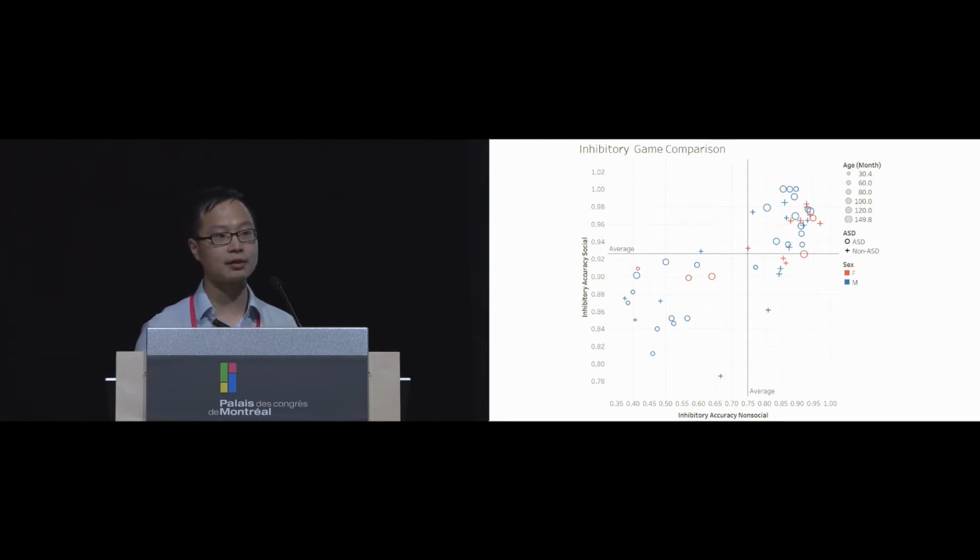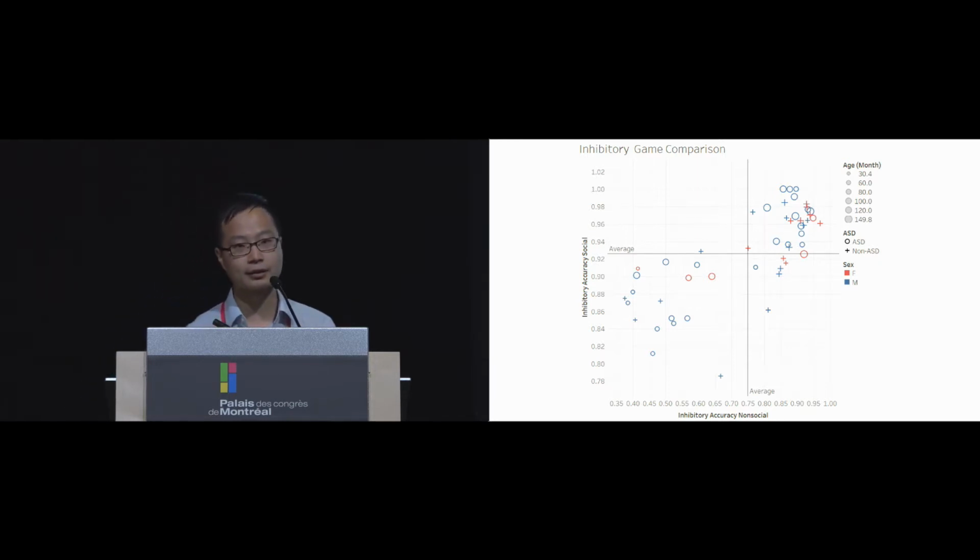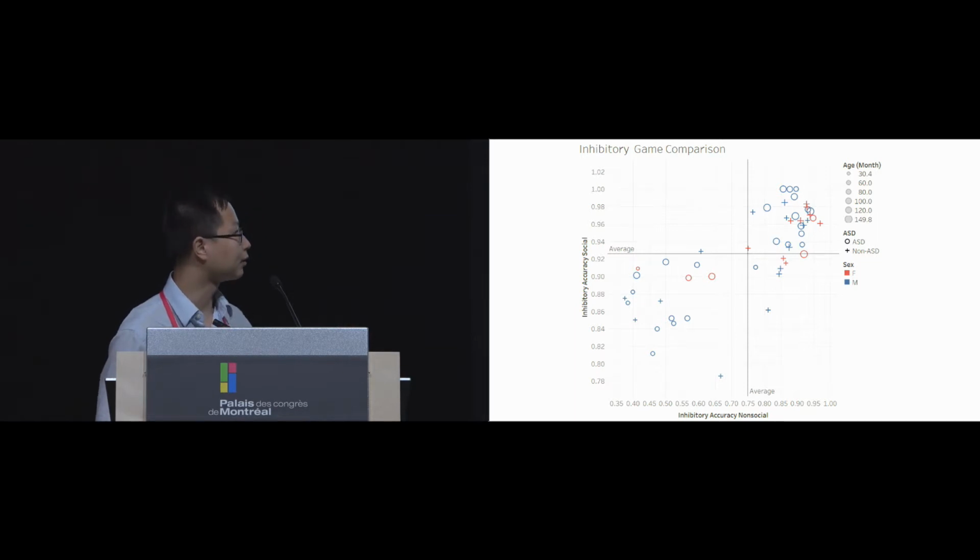And also the marker size represents the age of the children, and the young children are usually below the average, and the older children are mostly above the average. And the marker type represents the diagnosis, and you can see on the bottom right corner, most of them are non-ASD population.